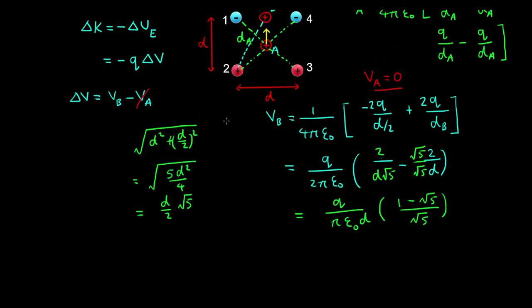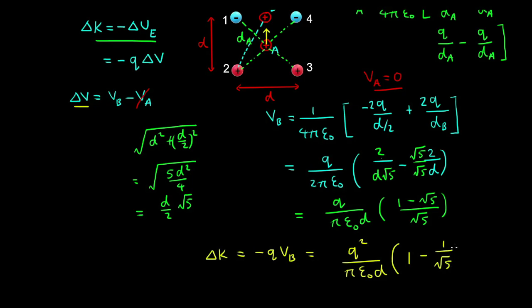And now we can substitute this into this expression, where the change in kinetic energy is equal to minus Q times VB. So that would give Q squared on pi epsilon naught D, and to take out this negative sign, we'll just flip these two terms. So root 5 on root 5 is 1, minus 1 on root 5. So this is greater than 0, as expected for the change in kinetic energy.